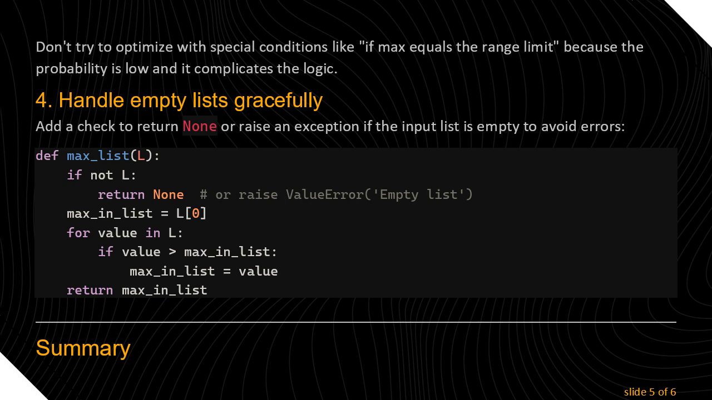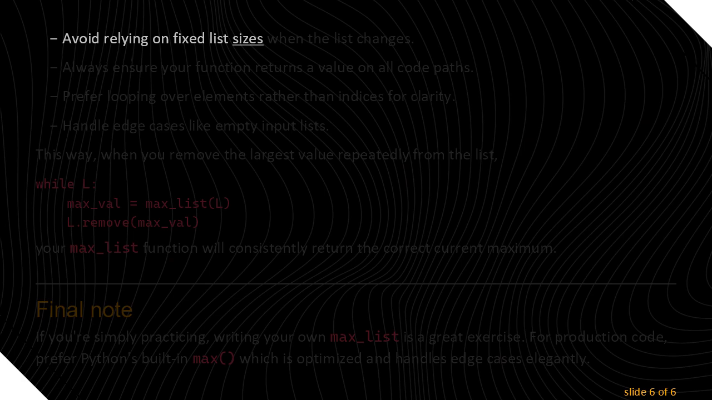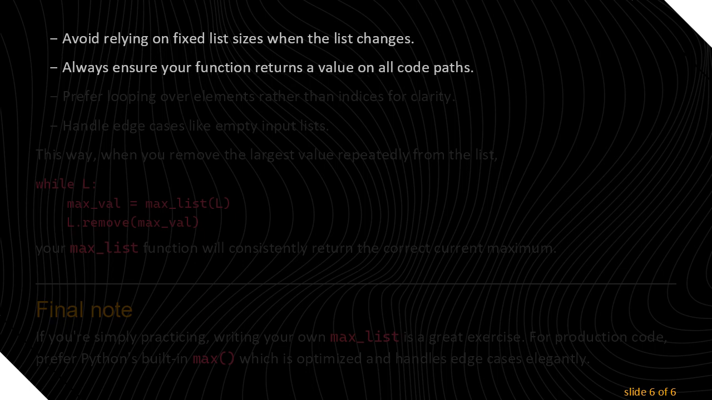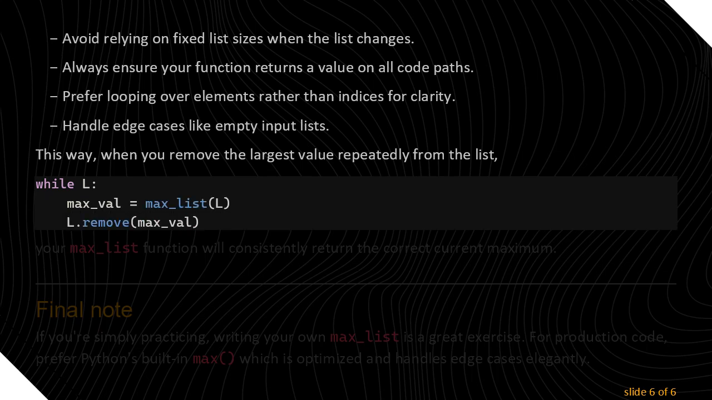Summary. Avoid relying on fixed list sizes when the list changes. Always ensure your function returns a value on all code paths. Prefer looping over elements rather than indices for clarity. Handle edge cases like empty input lists. This way, when you remove the largest value repeatedly from the list, your max_list function will consistently return the correct current maximum.